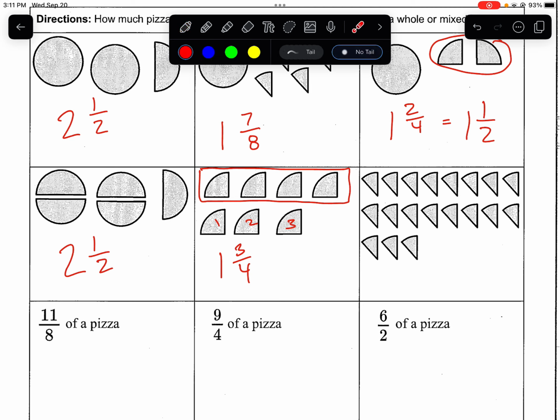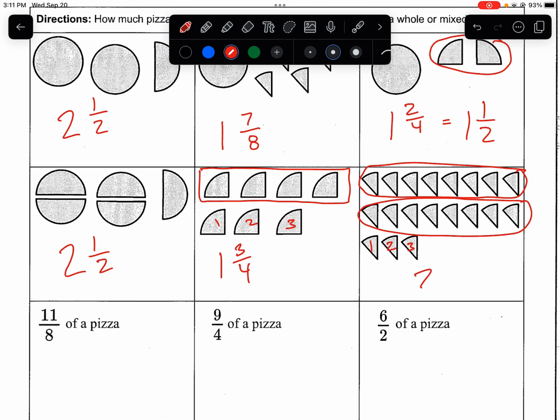And then we have our 1/8 slices. That's 1, 2, 3, 4, 5, 6, 7, 8. Oh, that's 8/8. That's 1 whole pizza. And then you've got another whole pizza. And then you've got 1, 2, 3 more 1/8. So that is 2 whole pizzas and 3/8.